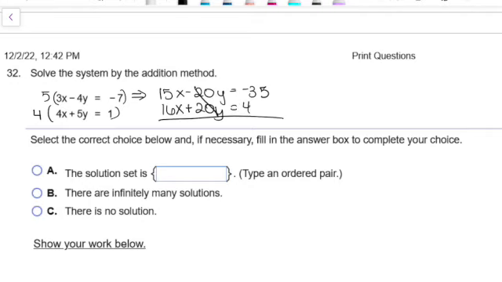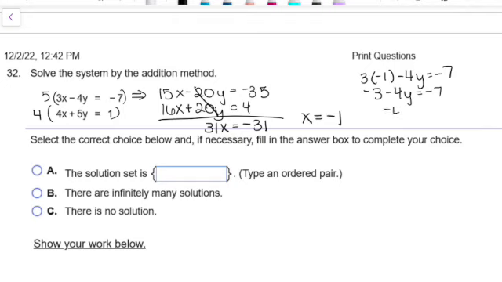These are going to cancel. This is going to become 31x equals negative 31. So that means x equals negative 1. I'm going to plug that back in. It really doesn't matter which one. They all seem about the same in difficulty there. So negative 4y equals negative 4. So y equals positive 1. So negative 1, 1 is my answer.